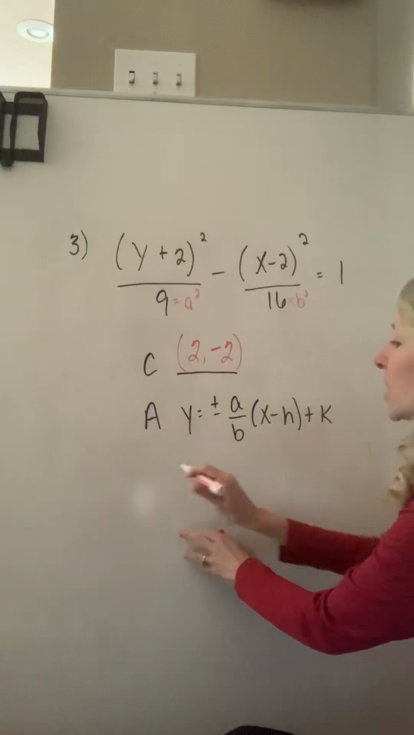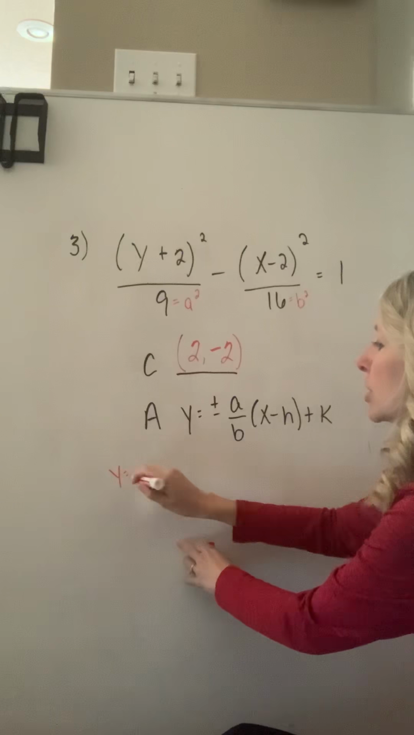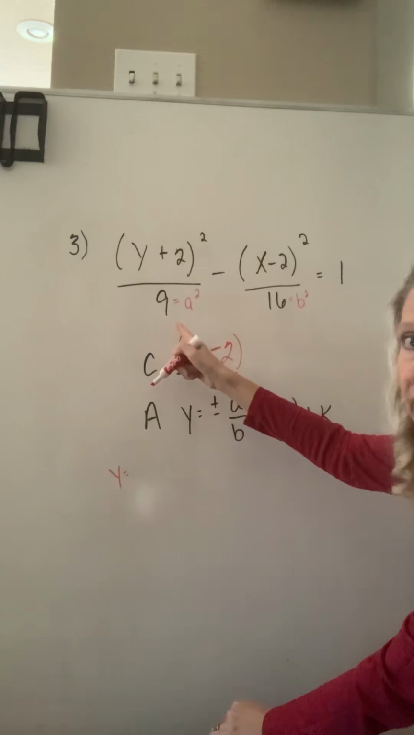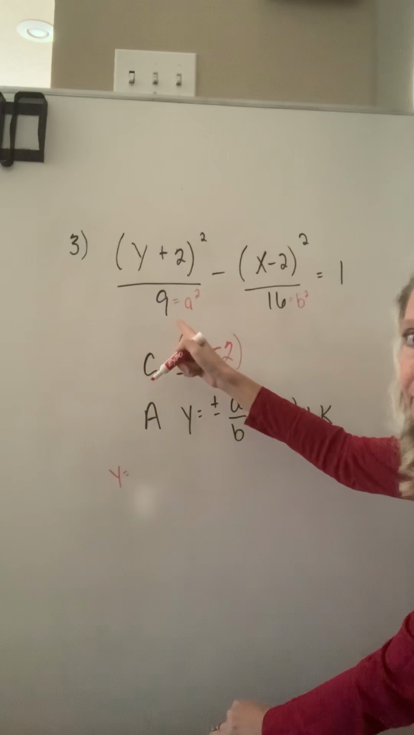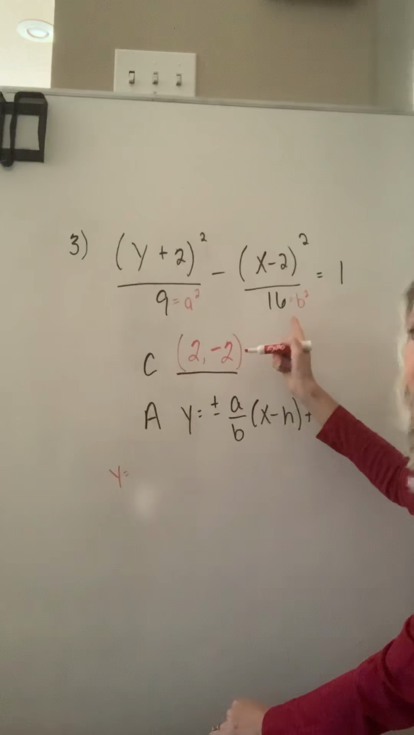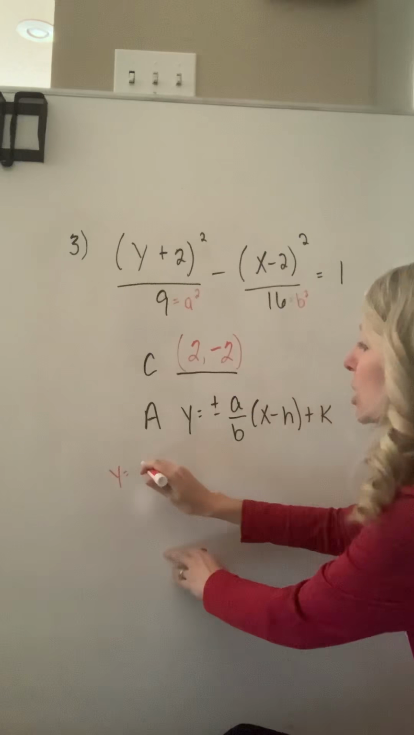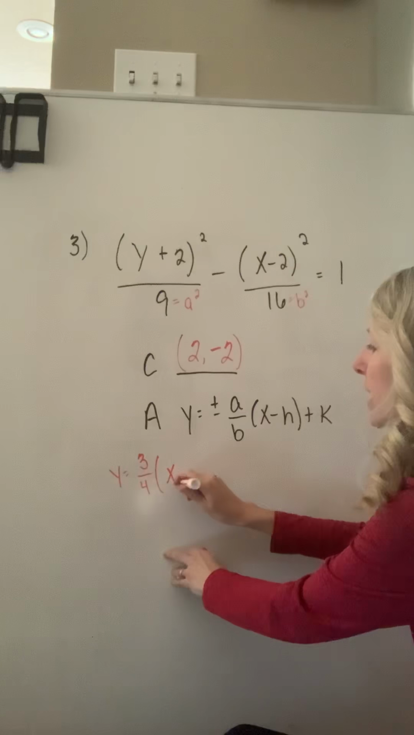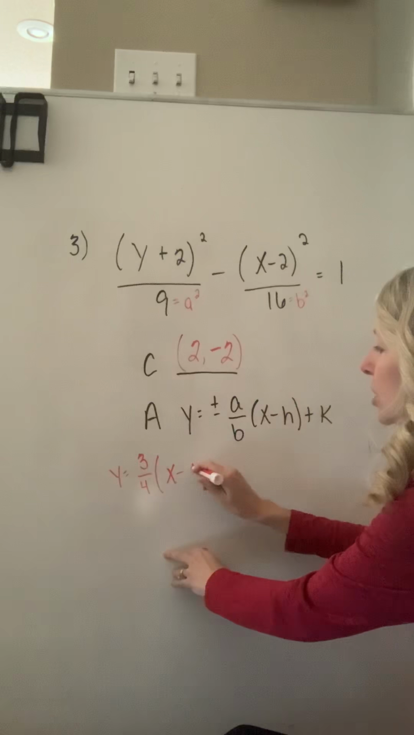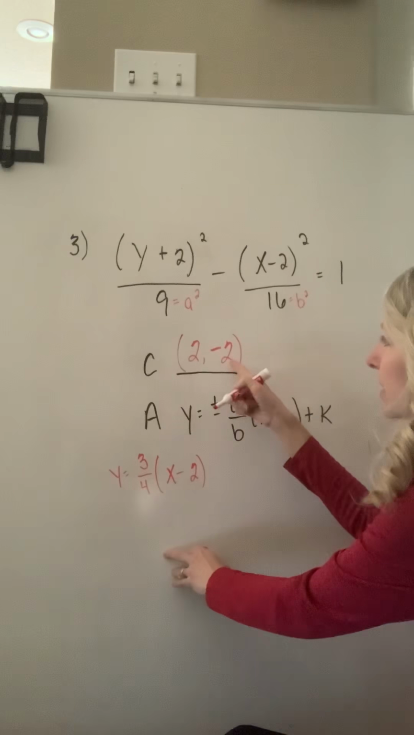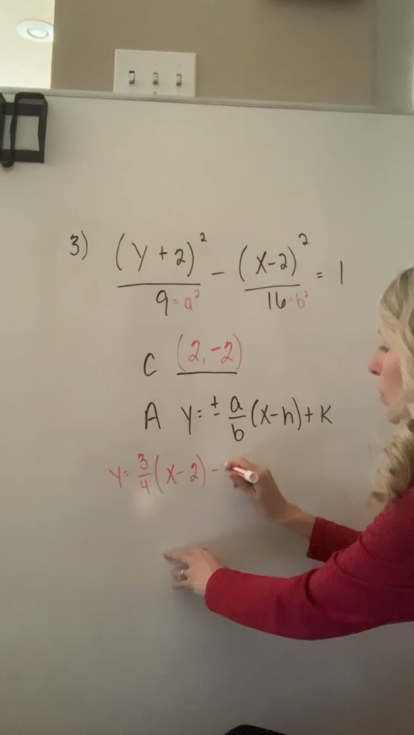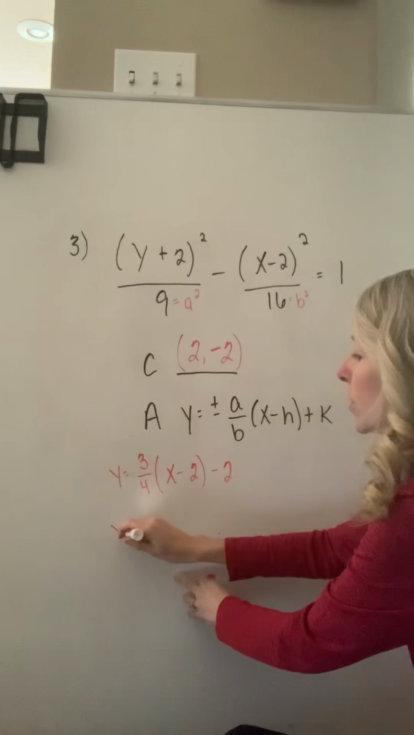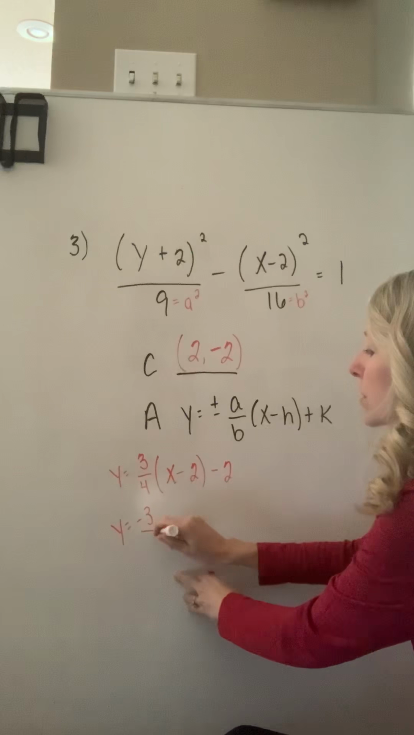So again, you're just going to plug in the parts that you know. You're going to take y equals a over b. If 9 is your a squared, that means that a is 3. If 16 is your b squared, that means that b is 4. So we would have 3 over 4. And then it says to do x minus h. Our h is 2. Plus the k on the outside. K is a negative 2, so we're going to write minus 2. And then we're going to do that with a negative 3/4.